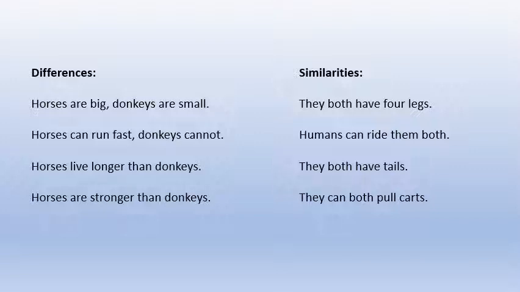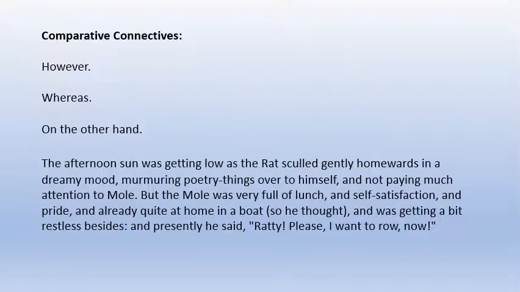So this is the type of thing that we're going to be looking at in the Wind in the Willows text. And ultimately it's something you have to do in your GCSE as well. So that's why we're getting to practice it now. Now, to connect the similarities and differences, we have to use things called comparative connectives, and they are things like however, whereas, and on the other hand. And we'll just use those today, I think. It'll become more obvious what I mean by that in just a minute.